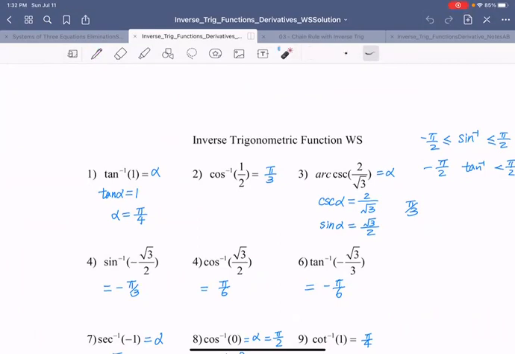Look at number 1. Tangent inverse 1 equals to how much? If you cannot write down this in one step, you say this is equals to angle alpha. That means tangent alpha equals to 1. Who gave you a value of 1? Pi over 4. So pi over 4 is the answer.